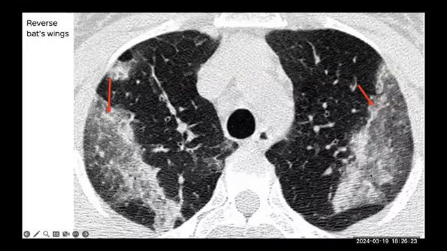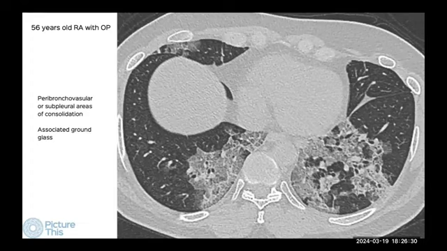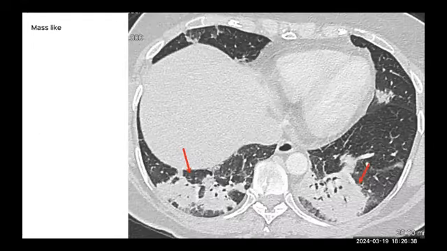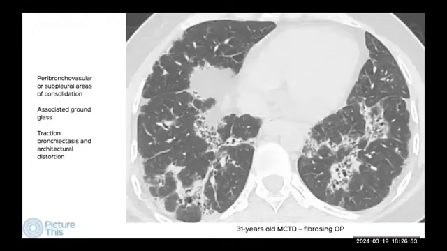Both of these were eosinophilic pneumonias, but eosinophilic pneumonias are just one part of the spectrum of an organizing pneumonia pattern. Now here we have peribronchovascular, perilobular. So this is again an OP pattern in a patient with rheumatoid arthritis. And here we have mass-like areas, but you can see air bronchogram. So you know that this is a pneumonic consolidation. And this pattern, again, bilateral, basal, is suggestive of an OP pattern.